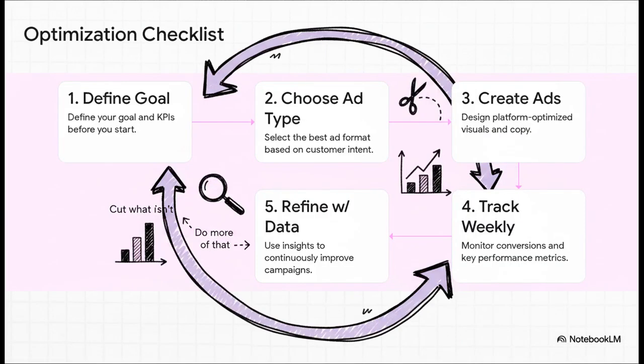And finally, this is your optimization checklist. You need to follow these 5 steps relentlessly. It all starts with defining your goal and your KPIs. And KPIs, that just stands for Key Performance Indicators. Basically, the numbers that prove you're actually succeeding. Because great advertising is never, ever set it and forget it. It's a constant cycle of learning and improving. You have to look at the data, figure out what's working, and do more of that. And just as important, you have to cut what isn't working.